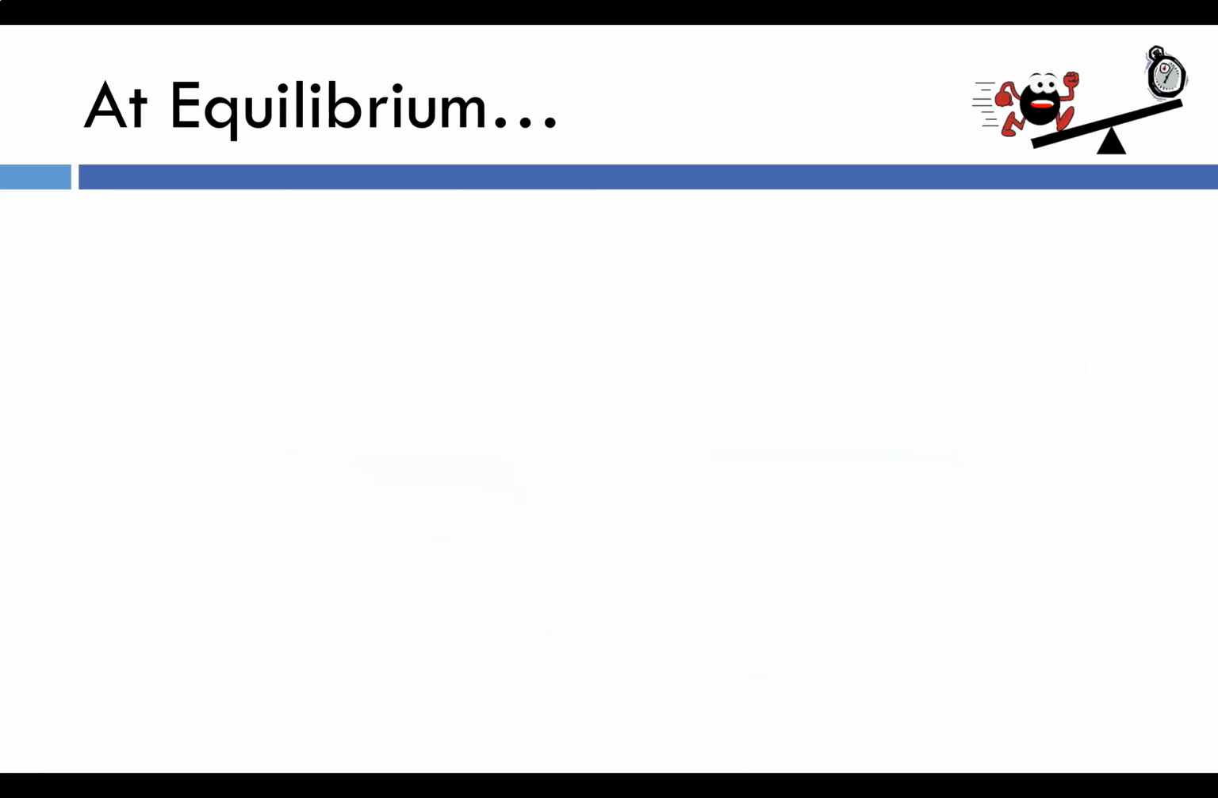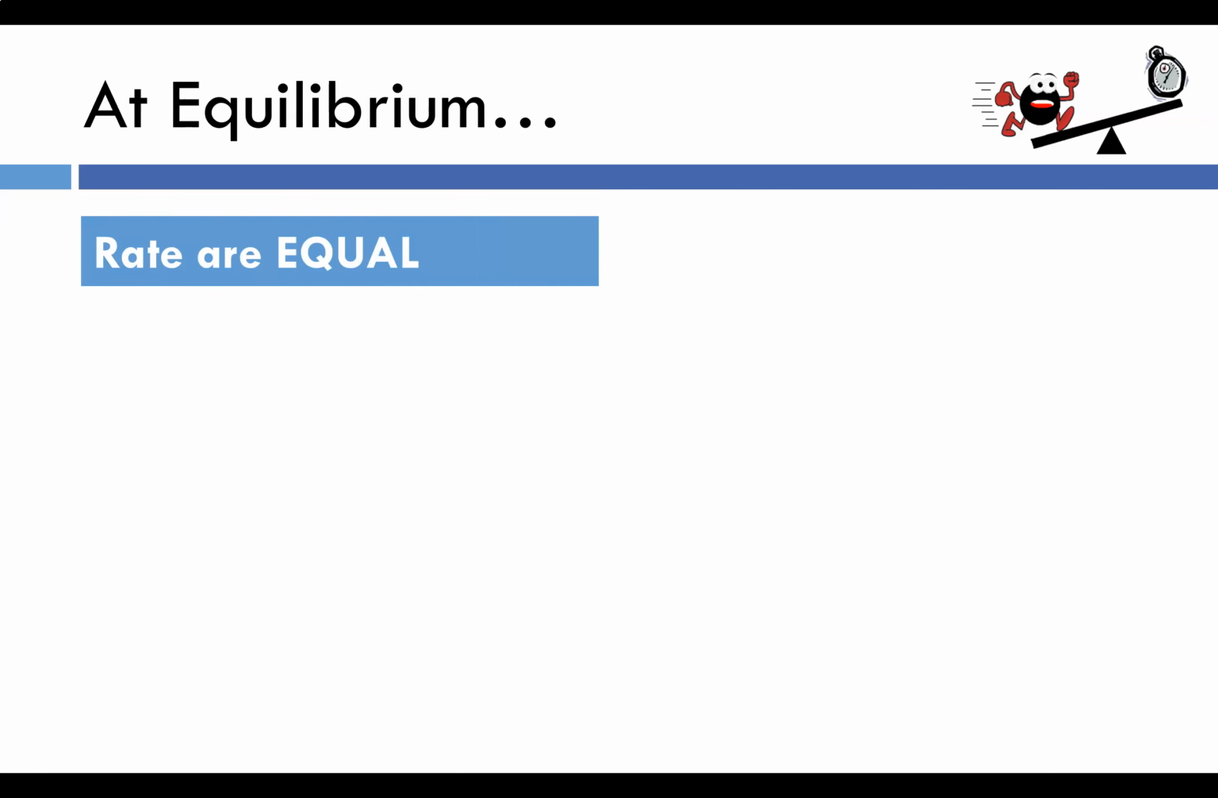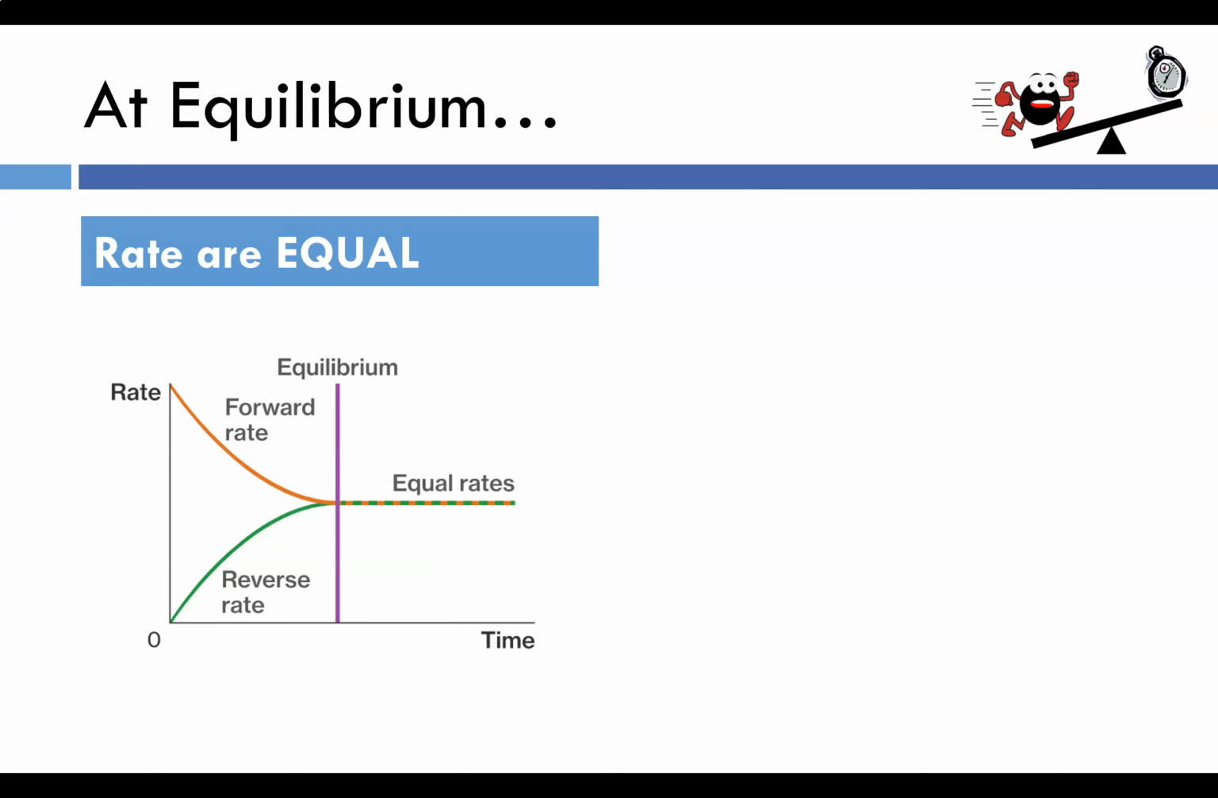Big takeaways for equilibrium is that once equilibrium has been established, once a system is at equilibrium, the rates of the forward and reverse reactions are equal. So rates are equal at equilibrium. To represent this with a graph, you've got your forward reaction rate, your reverse reaction rate, and once they are equal to one another, equilibrium has been established.